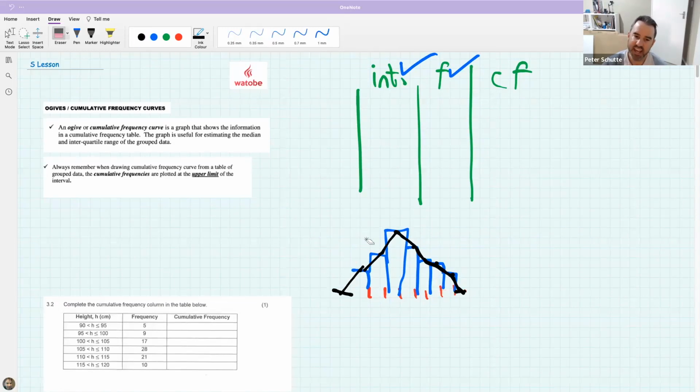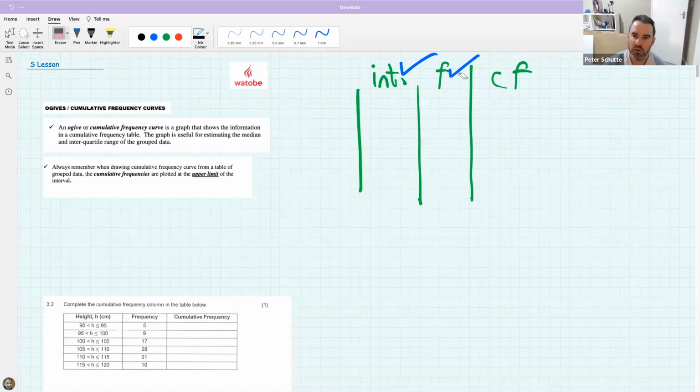At the end of the lesson, we started focusing on a graph that we can get if we focus on the intervals of data and the cumulative frequency column. This is called an ogive. It shows information from a cumulative frequency table, and the graph is useful for estimating the median or the interquartile range of the grouped data. Something important to remember is that when we are drawing an ogive from a table, your cumulative frequencies are always plotted at the upper limit of the interval.